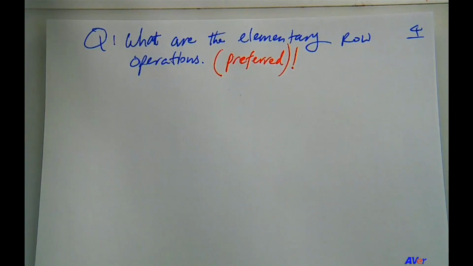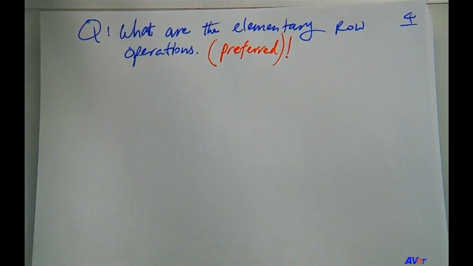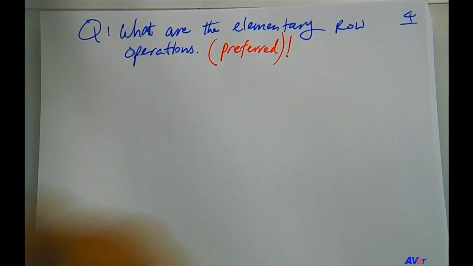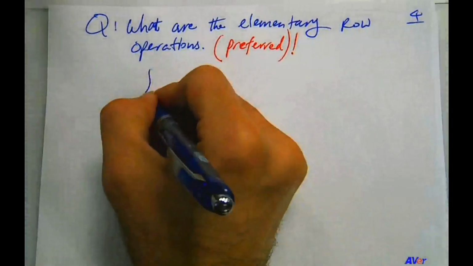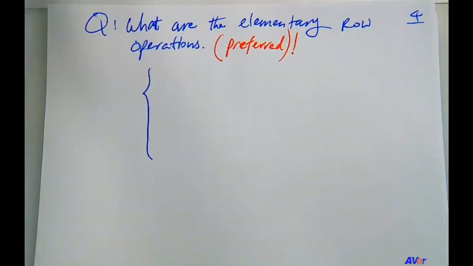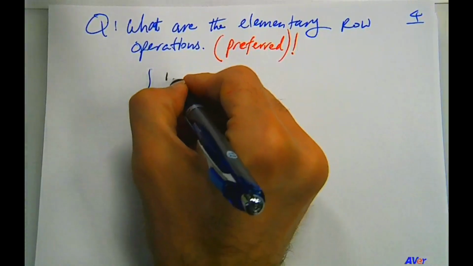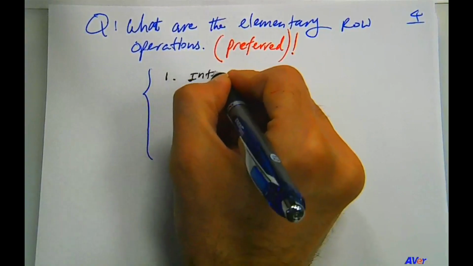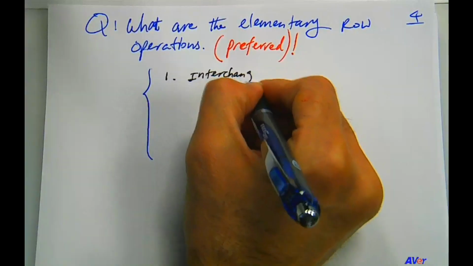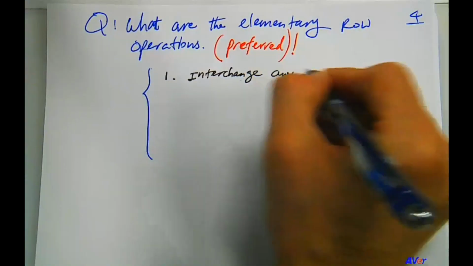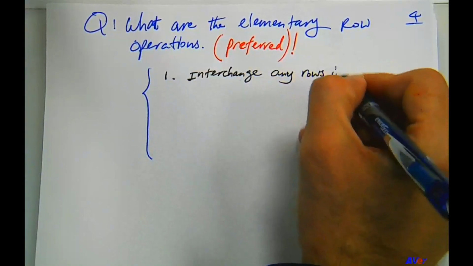For the purposes of this course, and because we're just introducing this to you, these are the row operations that I want you guys to use. Okay, so one of the row operations is we are allowed to interchange any rows in the matrix.